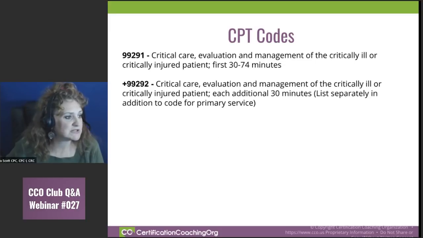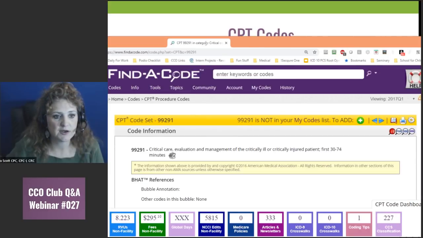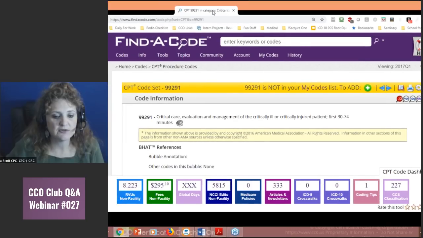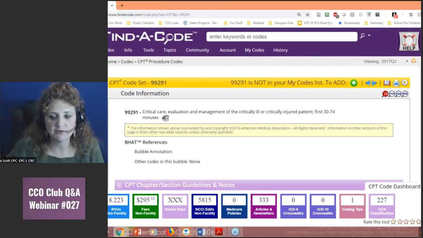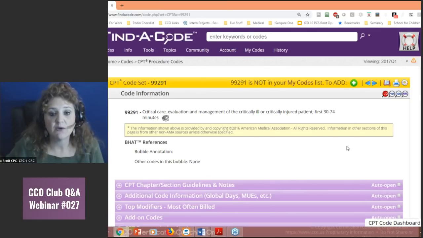Well, in fact, let me just see. I'm going to show you, bring it over, that particular code and find a code. I'm going to get rid of the dashboard. If you guys are using an encoder, almost every encoder will have this, right? So this is one of the basic codes, and the add-on code that goes with it, for critical care.